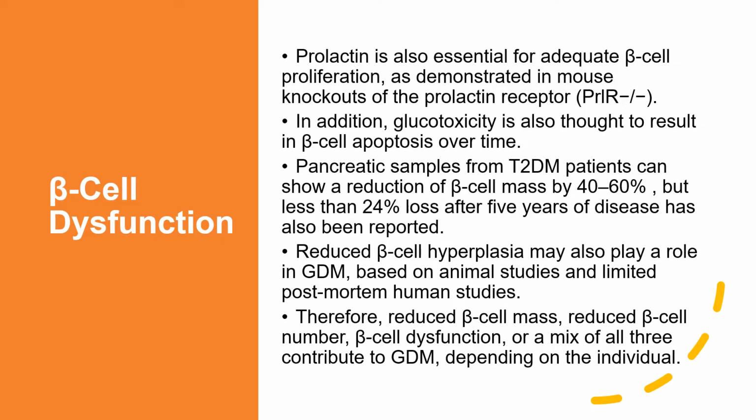Prolactin is also essential for adequate beta cell proliferation, as demonstrated in mouse knockouts of the prolactin receptor. In addition, glucotoxicity is also thought to result in beta cell apoptosis over time. Pancreatic samples of type 2 diabetes mellitus patients can show a reduction of beta cell mass by 40 to 60%, but less than 24% loss after 5 years of disease has also been reported. Reduced beta cell hyperplasia may also play a role in GDM, based on animal studies and limited post-mortem human studies. Therefore, reduced beta cell mass, reduced beta cell number, beta cell dysfunction, or a mix of all three contribute to GDM, depending on the individual.